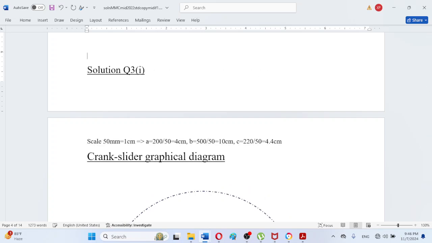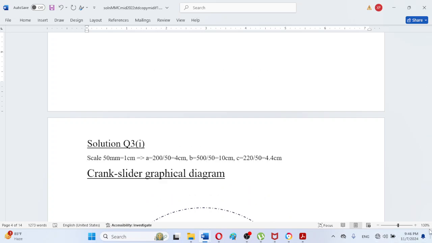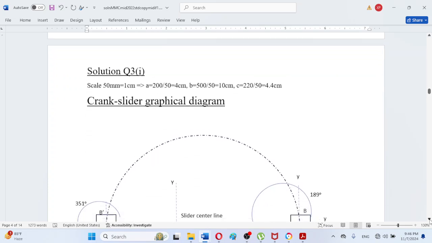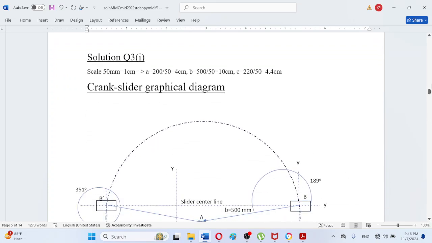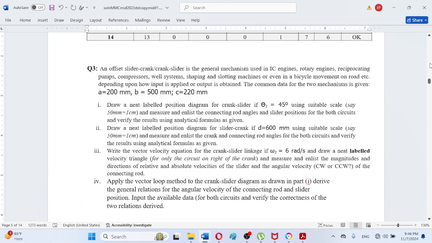As in question number 3, I will be reading the statement: an offset slider crank or crank dash slider is the general mechanism used in IC engines, rotary engines, reciprocating pumps, compressors, valve systems, shaping and slotting machines, or even in a bicycle movement on road, depending upon how input is applied or output is obtained.